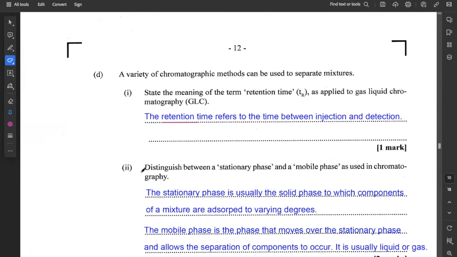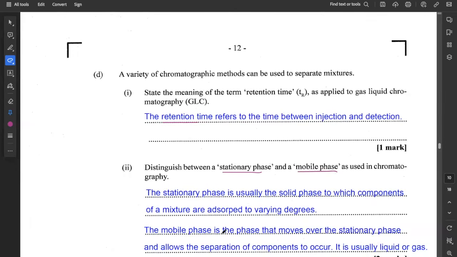So now for part 2, it's saying distinguish between a stationary phase and a mobile phase as used in chromatography. So the words themselves kind of give us a clue as to what these two things mean and what's the difference, right? So the stationary phase is usually the solid phase to which components of a mixture are adsorbed to varying degrees. So the stationary phase is not moving, that's the fixed phase, right? And the components that you're trying to separate in that mixture are going to be adsorbed to it to different extents, okay? So that's our stationary phase.